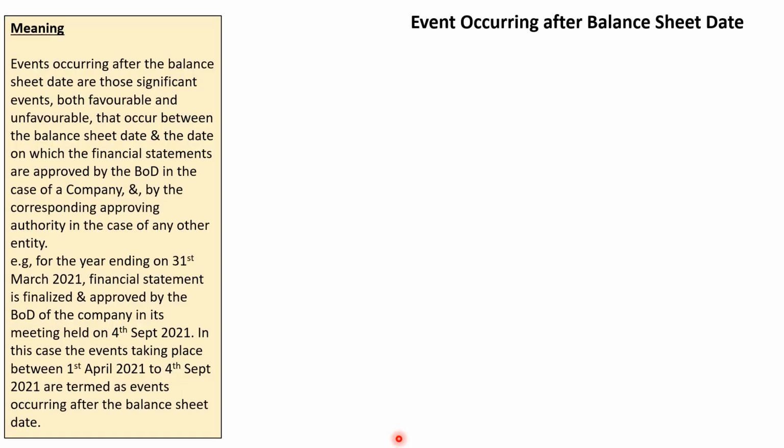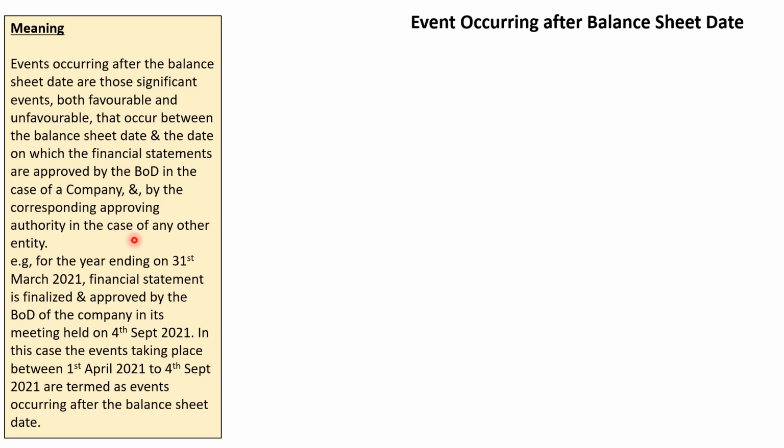Now that takes us to the second part of the accounting standard, which tells us about events occurring after the balance sheet date. Now what do we mean by events occurring after balance sheet date? Events occurring after balance sheet date are those significant events, both favorable and unfavorable, that occur between the balance sheet date and the date on which the financial statements are approved by the board of directors in case of a company, and by the corresponding approving authority in case of any other entity.